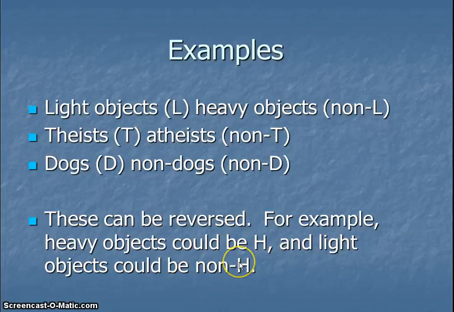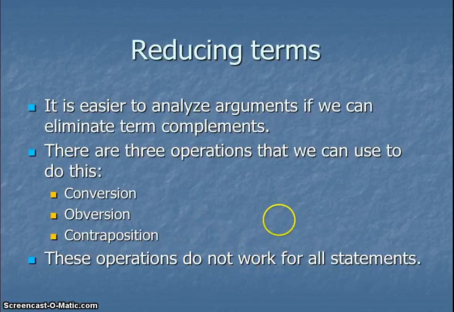So it doesn't matter which way we do it, but sometimes it comes into play when I start applying the three operations that we're going to talk about today in section 4.4. Sometimes when I write it out, it's easier to write it so that my nons are in certain places so that certain operations can be done. The key to the operations, what we're looking at today, is we want to eliminate term complements. I don't want to see a non. I don't want to have to deal with a non. And so the way to do that is learn how to remove those from my statements. And that's the process of these three operations: conversion, obversion, and contraposition.